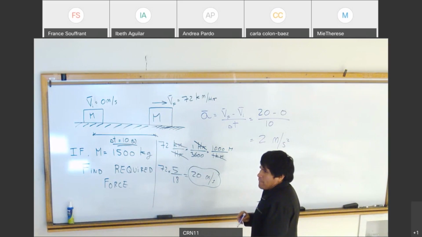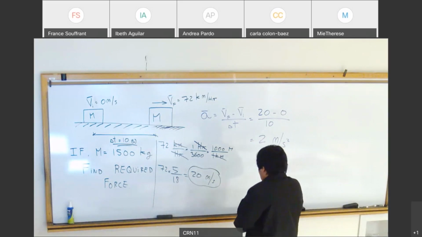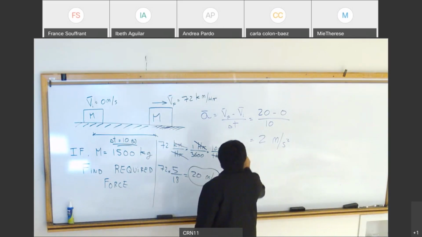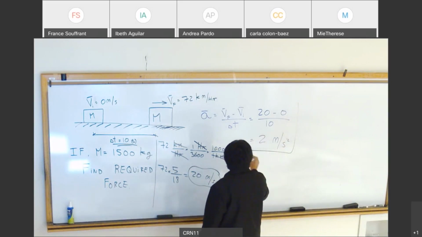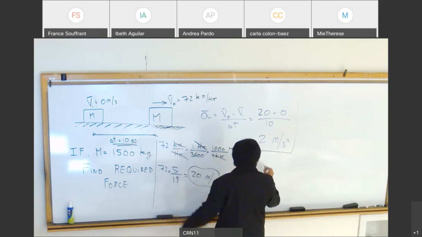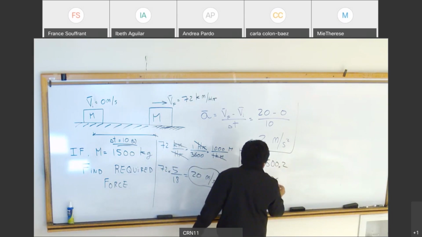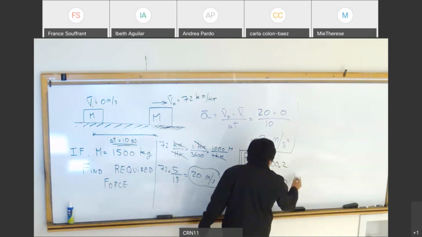I have that. Now I do Newton's second law. The force, let's use the magnitude, equals the mass times acceleration. That's 3,000 what? Newtons.